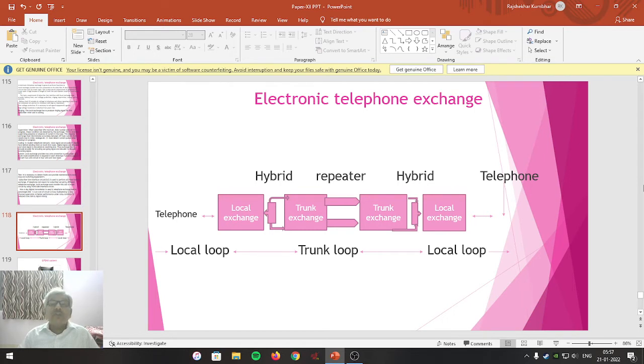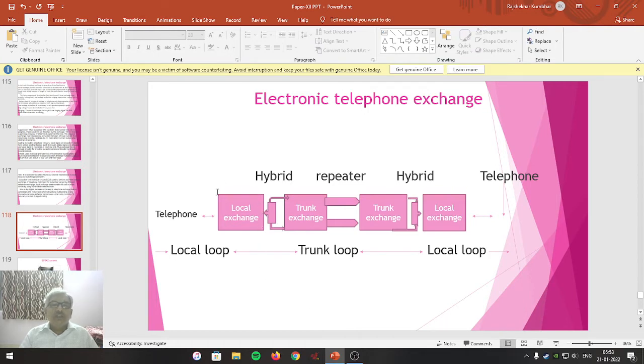Also, the electronic telephone exchange does the role of supervision, from connecting two subscribers with each other continuously till the completion of the call. Such an electronic telephone exchange is represented in the block diagram, whose description we already studied yesterday.